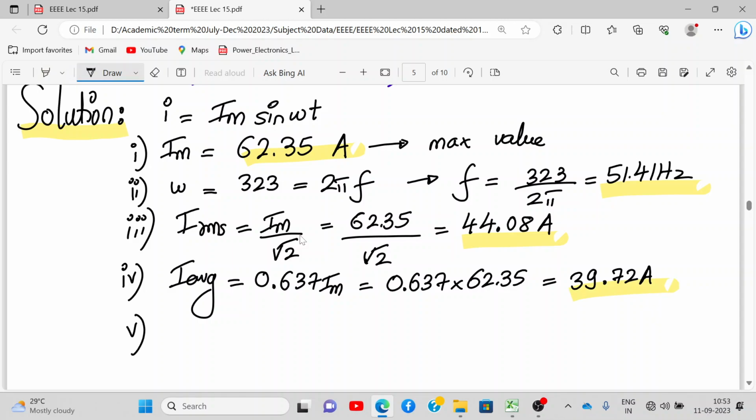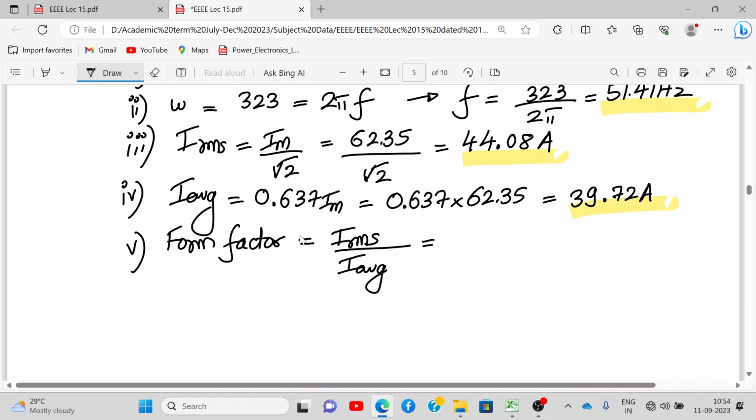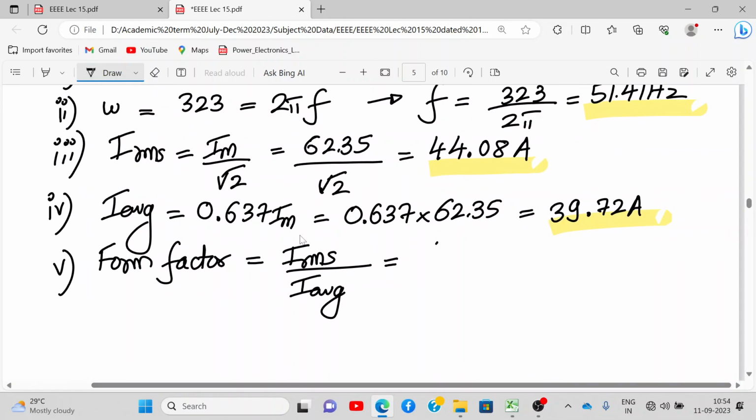Now, do you remember the formula for form factor? Yes, it's IRMS divided by I average. Please substitute over here. IRMS is 44.08 divided by 39.72. How much is that? 1.11. Please check the answer.